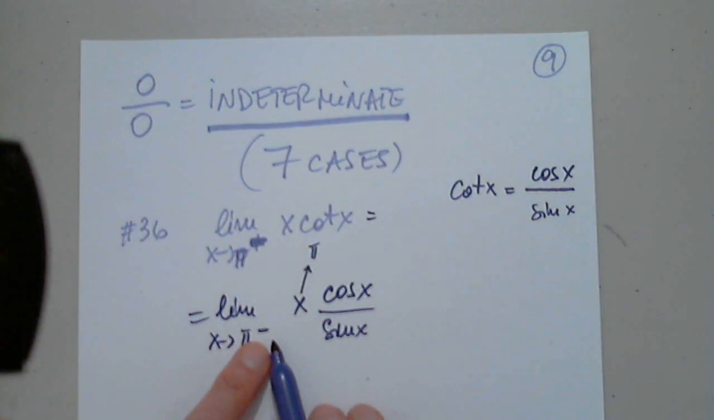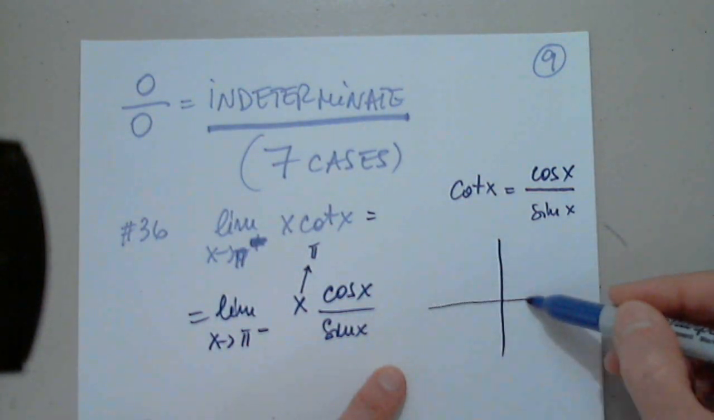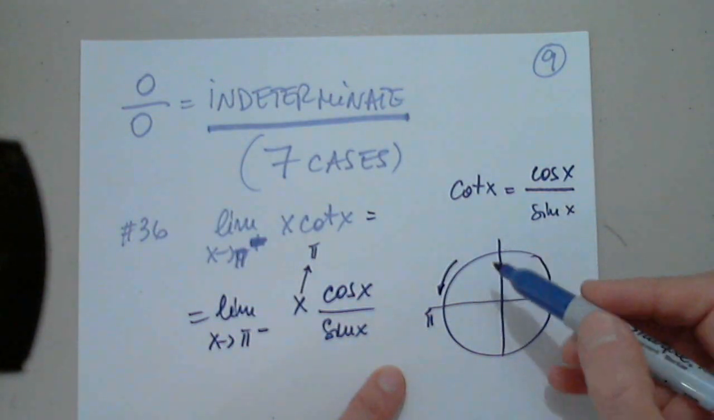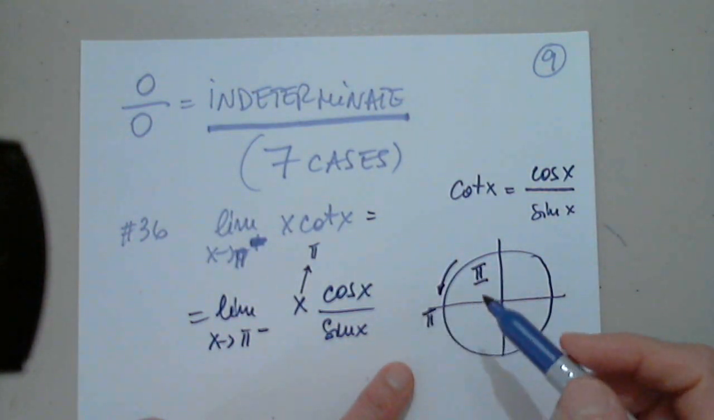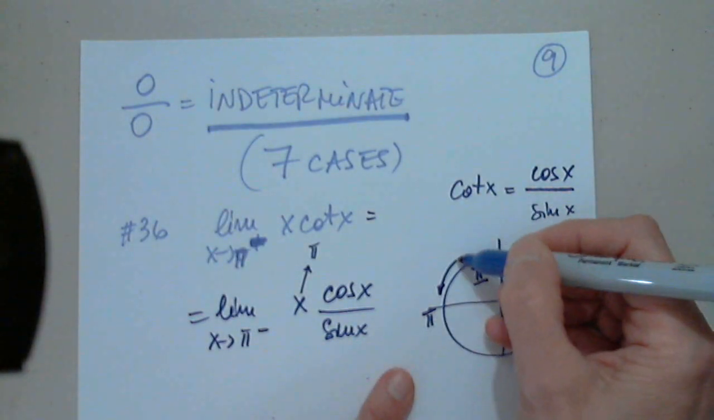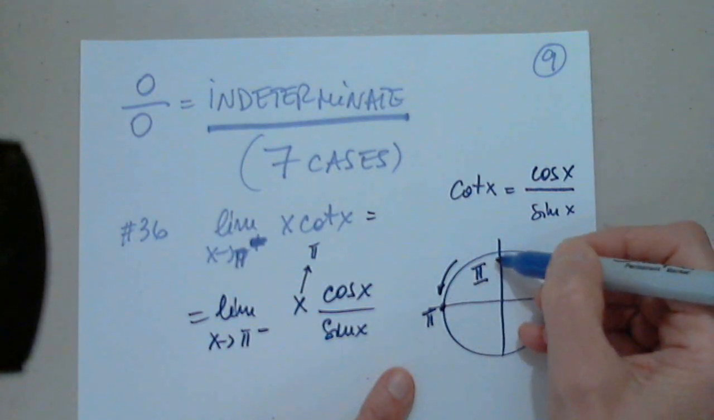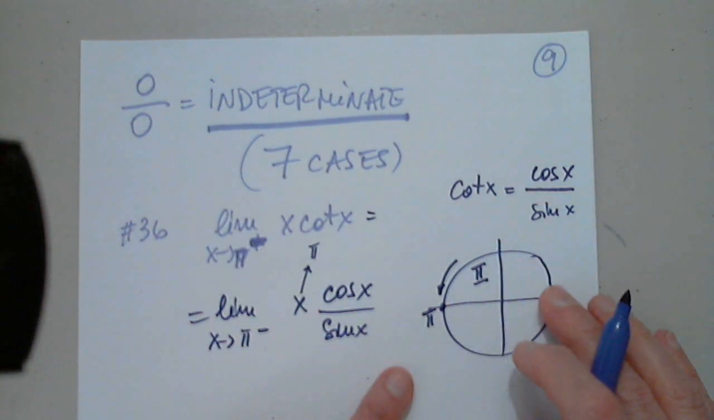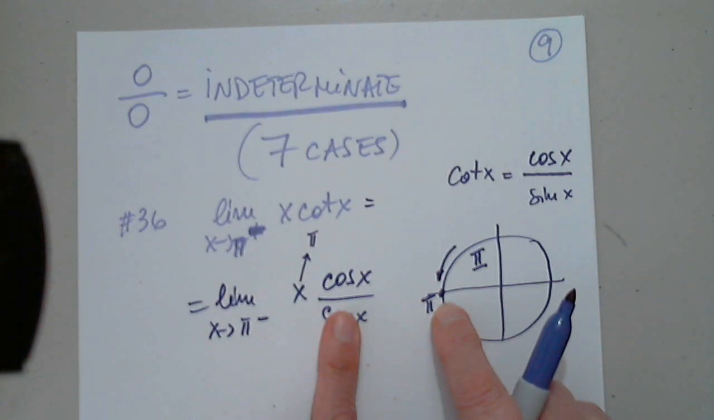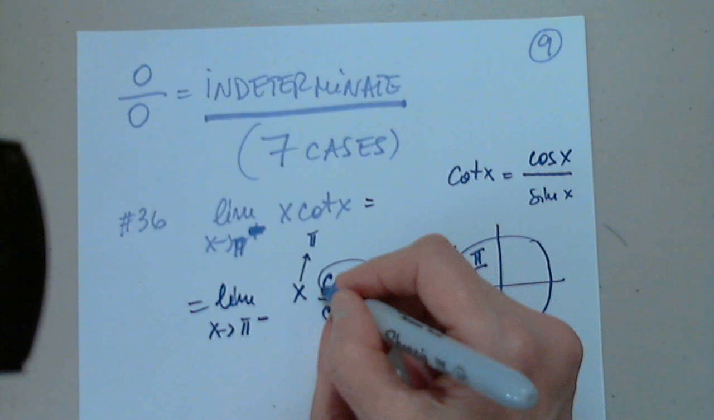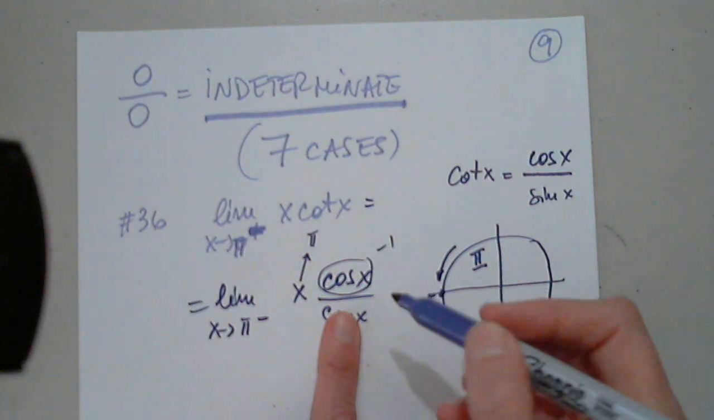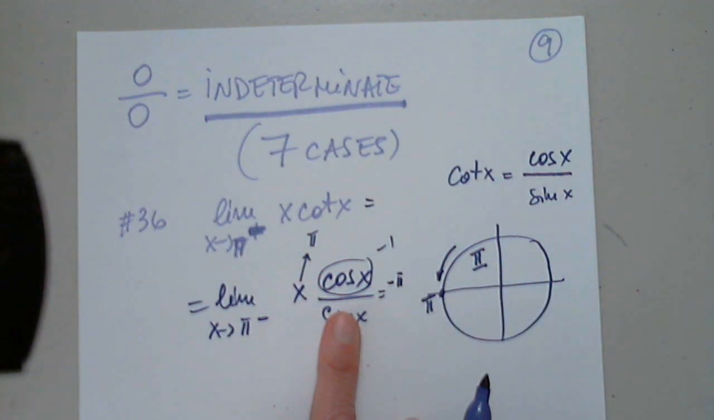As x approaches pi from the left, let's talk about the unit circle. This is pi. Pi from the left means the second quadrant. Pi from the right will be with angles bigger than pi, in the third quadrant. But pi from the left is with angles smaller than pi, so in the second quadrant. Can anyone tell us what is cosine at pi? Negative 1. Excellent. So this is negative 1 and this is pi. So the numerator goes to negative pi because I have to plug it in.